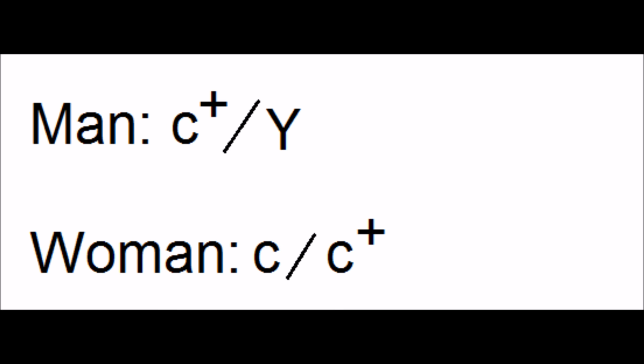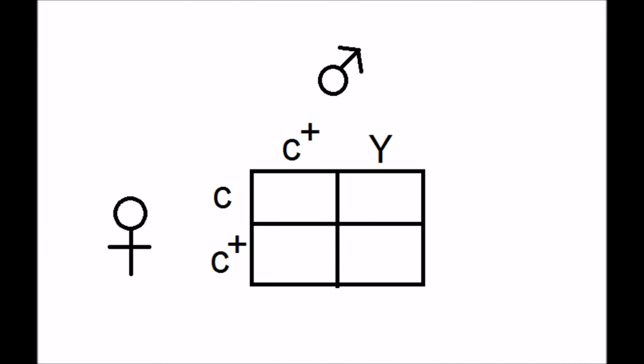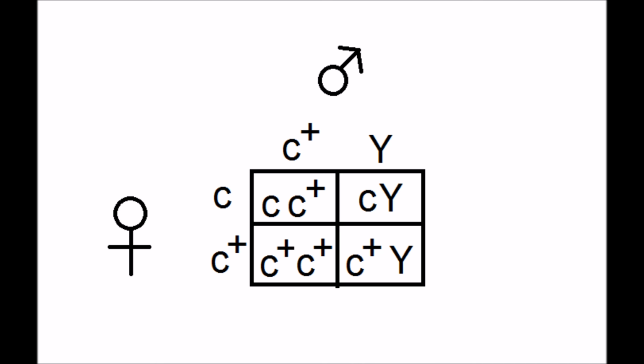Now that we have worked out the genotypes of the couple, we can do a Punnett square to work out the genotypes of their offspring. In the top left box, the child will get a wild-type allele from their father and a mutant allele from their mother. Since the child inherited 2 X chromosomes, it will be a girl. In the top right box, the child will get a mutant allele from their mother and a Y chromosome from their father. Since the child has a Y chromosome, the child will be a boy. In the bottom left box, the child will inherit a wild-type allele from each parent and will be a girl. In the bottom right box, the child will inherit a wild-type allele from their mother and a Y chromosome from their father and will be a boy.